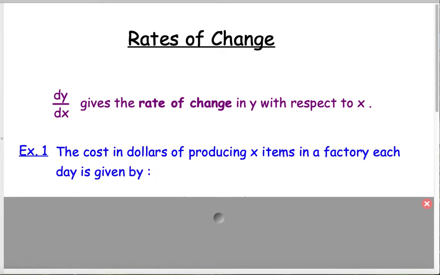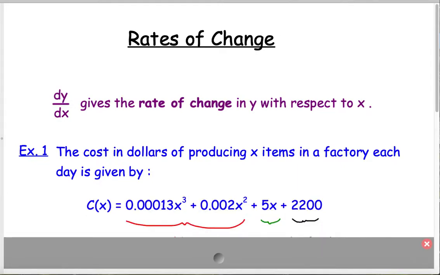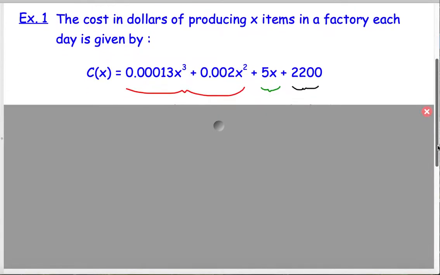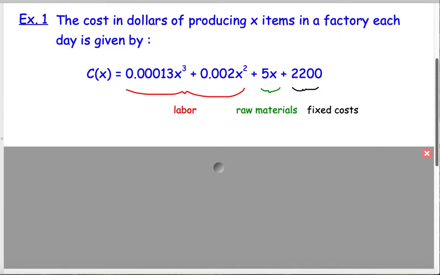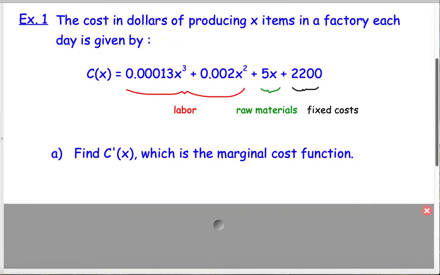The cost in dollars of producing x items in a factory each day is given by C(x) equals, and you have a cubic polynomial here. So the first two terms represent the cost of labor. The third term, 5x, is the cost of raw materials. And then you have your fixed cost at $2,200. So let's answer some questions.